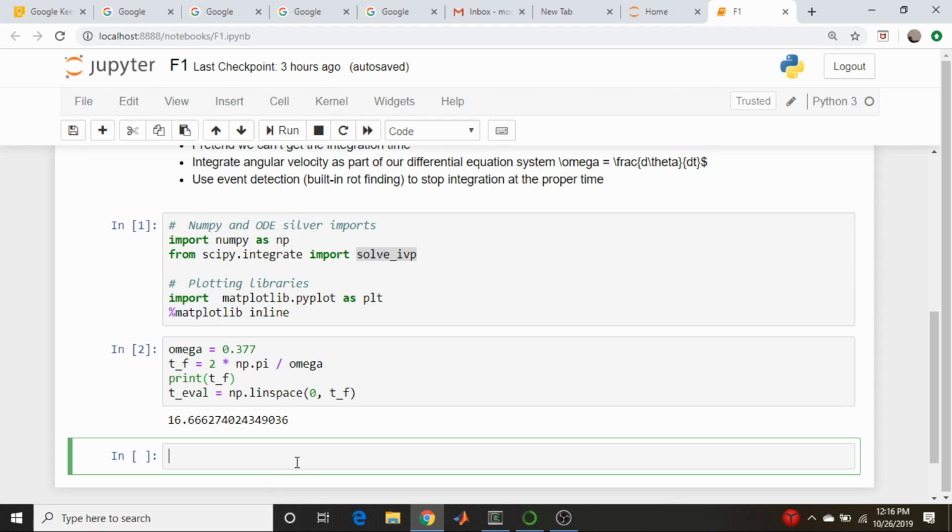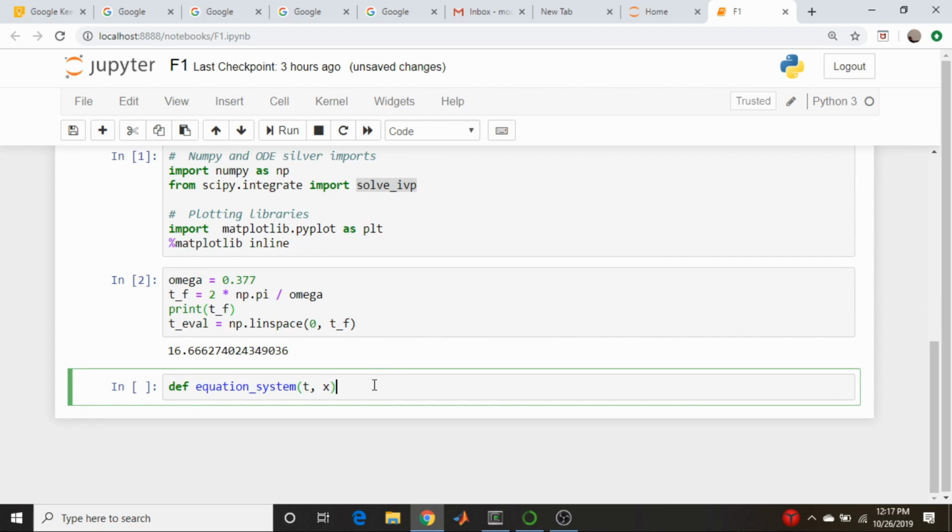So down here in this cell, we're going to actually define our system of equations. I'm just going to call this equation system. Did I spell that right? It looks right. The first argument is going to be our time, and our second argument is going to be our position vectors. I'm just going to call that x to differentiate it from the z's and thetas and whatever. And now this function has to return the first derivative.